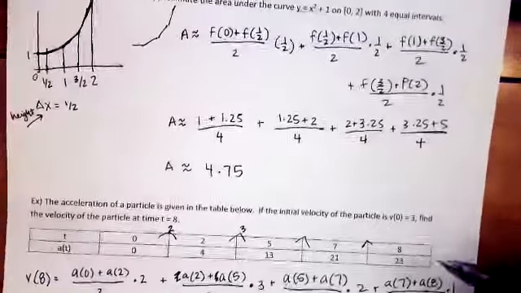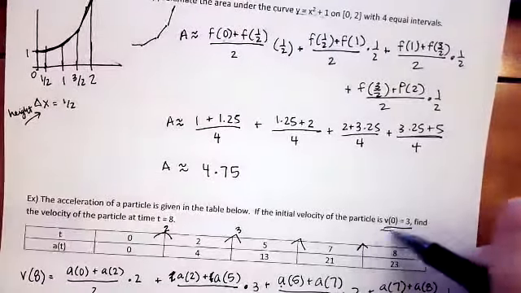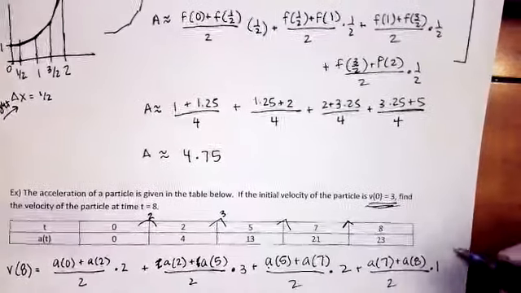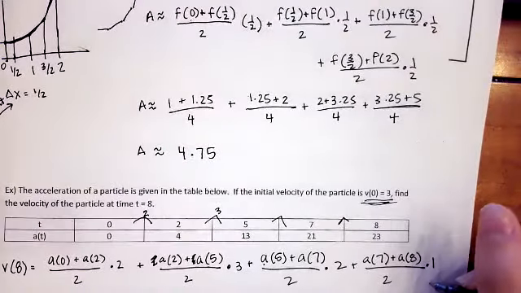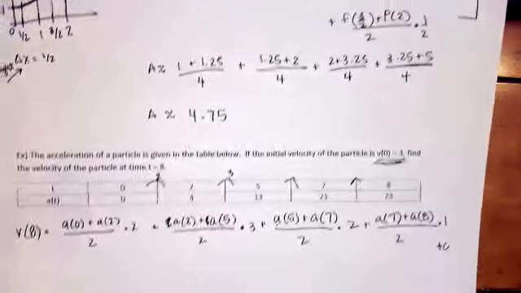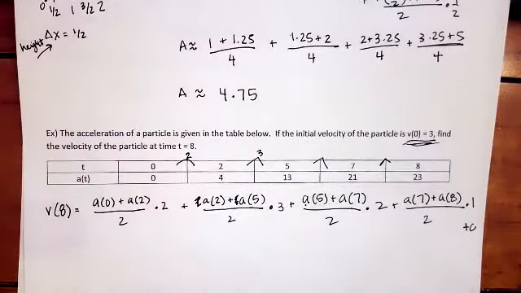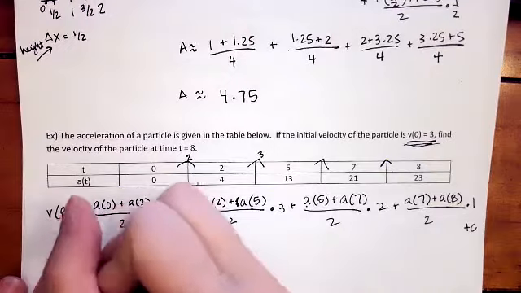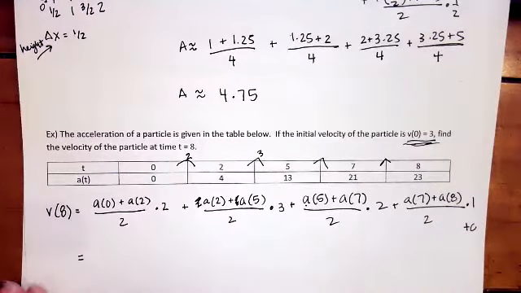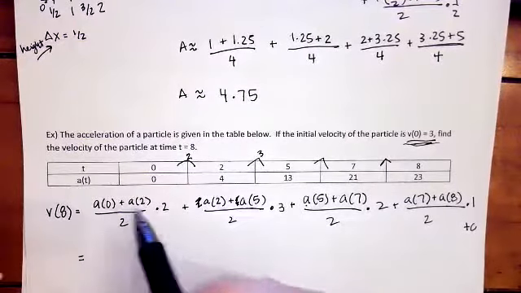Notice they give us this initial condition that when velocity is 0, or time is 0, velocity is 3. So we're going to add on our plus c like we would do for integrals. Okay. And that way we can find it a little bit more exacting than the approximations we're used to.